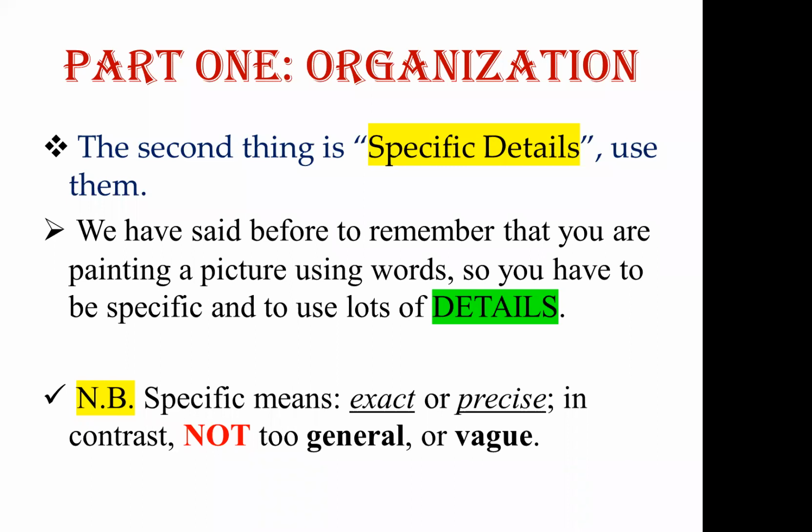Note well, specific means that you have to be exact or precise. So you have to use a lot of details to convey to the reader the specific look or the specific description. You don't have to be general or vague. Right now, we'll be having examples about how you can be too general and how to fix this and be more exact, and have a lot of details.